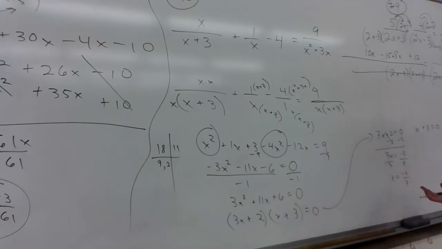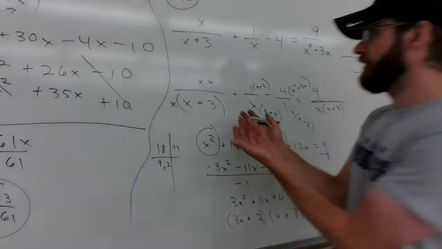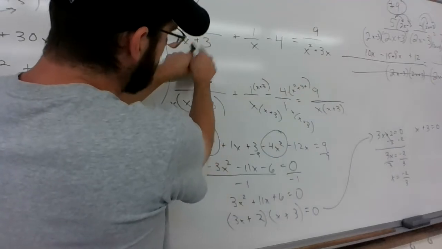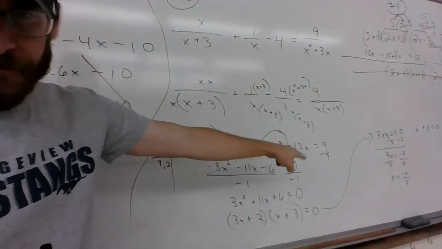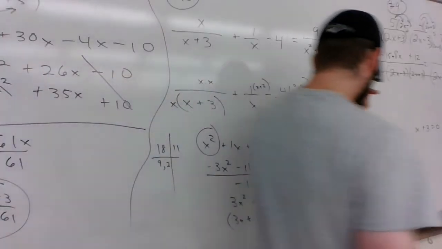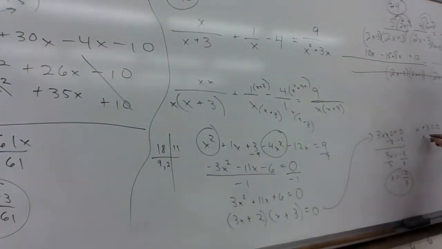Now let's make sure that that's a legit solution. All right, it can't be negative 3, and it can't be 0. Negative 2/3 is okay. Oh, but they tried to get us. But we were paying attention this time. This is extraneous.